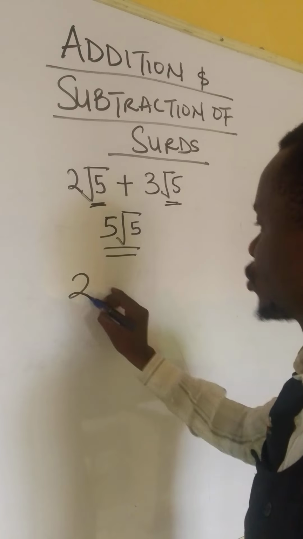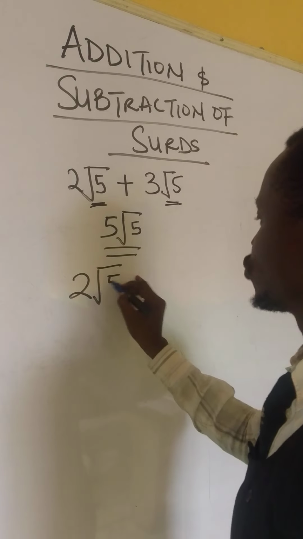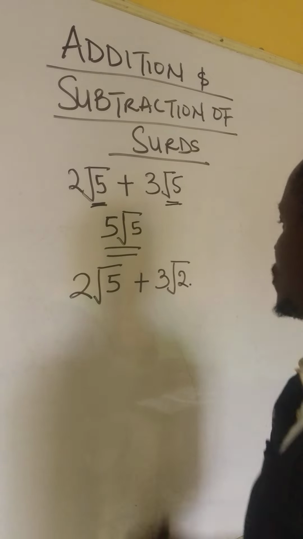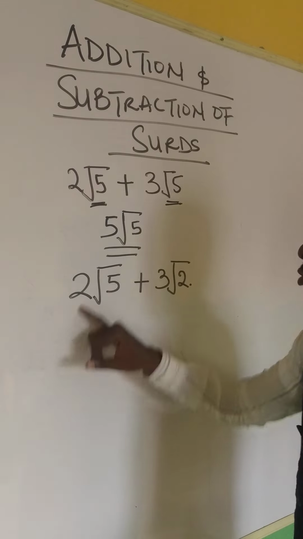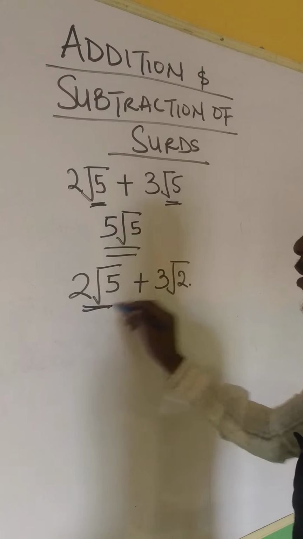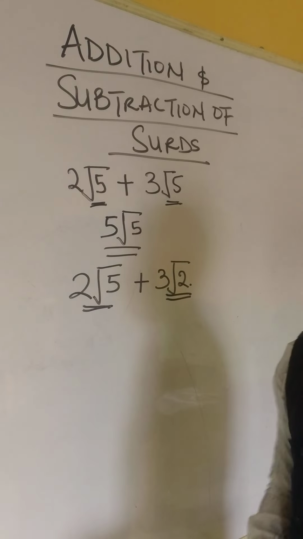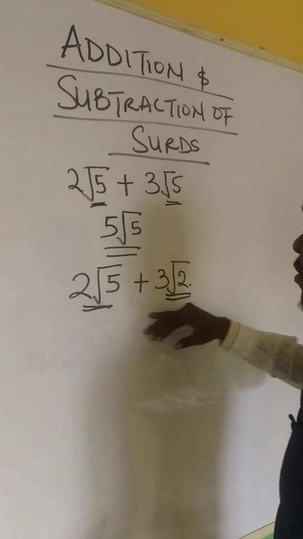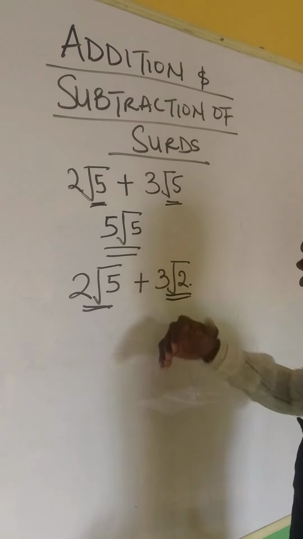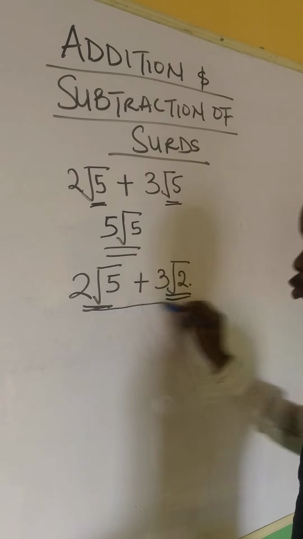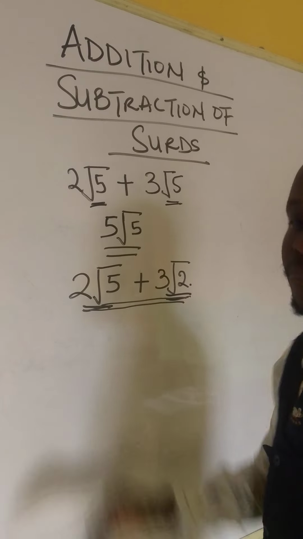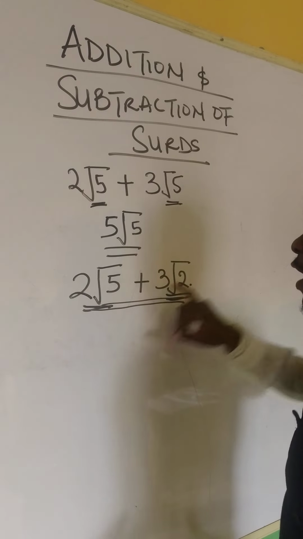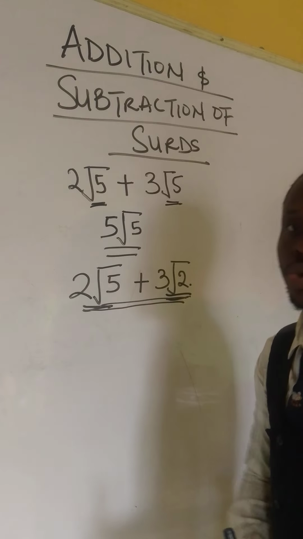But in a situation whereby the roots are not the same, now you will see that root 5 is what we have here and root 2 is what we have here. We cannot add them together. So if you have a question like this, or we arrive at the solution like this, then this will be our final answer, because we cannot add 2 root 5 to 3 root 2.